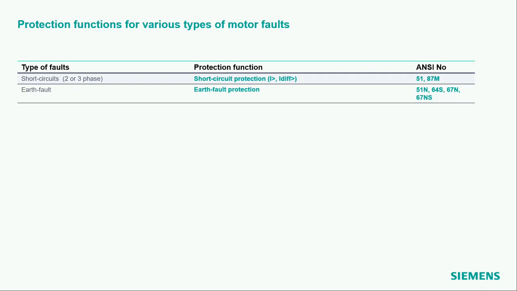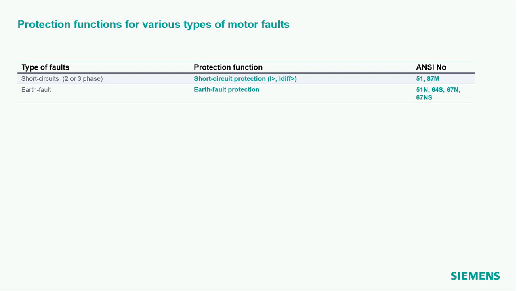Here mainly the overcurrent protection for the motor or the differential protection. Then for earth faults, here it depends if we have a grounded star point or low resistance grounded star point, or an isolated or compensated network. For the first option or principle, we have just an ordinary overcurrent protection for the ground current measurement. So you see here the 51N.